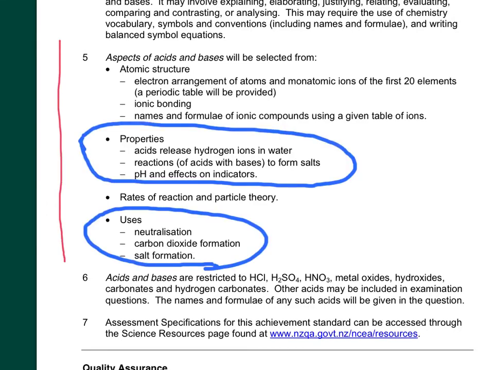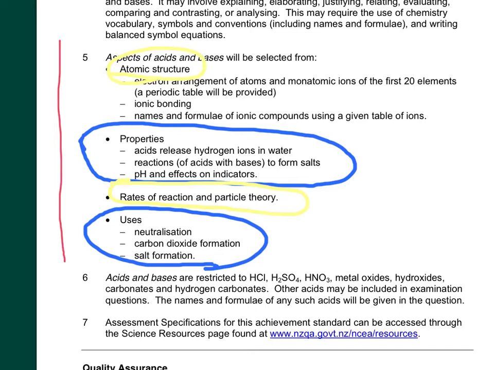When you go onto the second page, you'll notice that there are two sections, and these two sections are to do with acids and bases. There's the properties, and the other one is the uses. And then there's two other sections, one which is called atomic structure and one which is called rates of reaction and particle theory. Those two sections are much more to do with general chemistry.